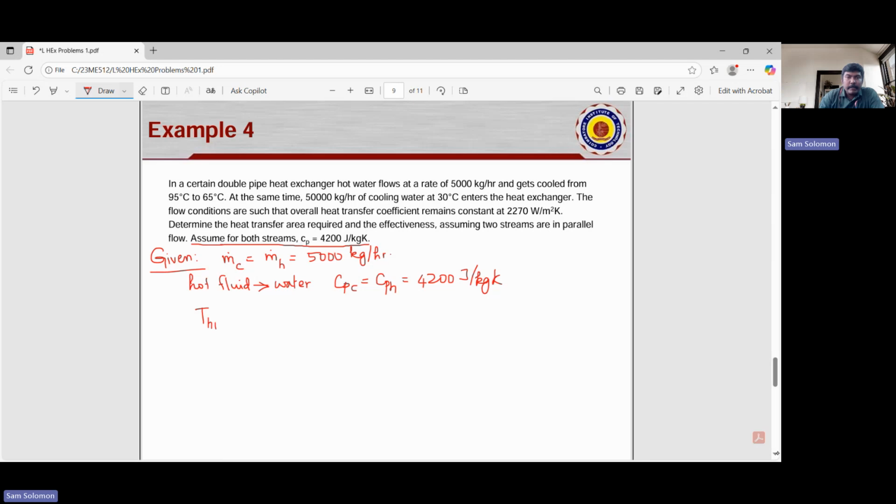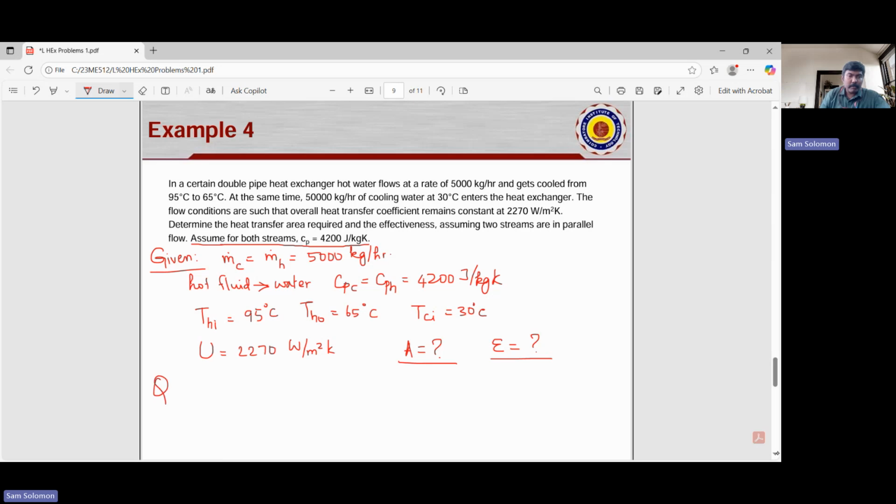And they have said the entry temperature of the hot fluid is 95. Exit temperature of the hot fluid is 65. Entry temperature of the cold fluid is 30. Overall heat transfer coefficient is given as 2270 watt per meter squared Kelvin. And what is it that they want us to find out? The heat transfer area that is required. What is the value of the heat transfer area? The second one is they are asking us to find out the value of effectiveness. Area we have already done.